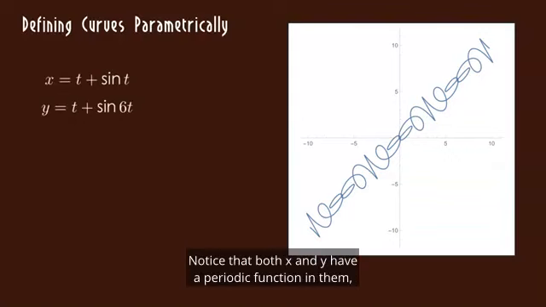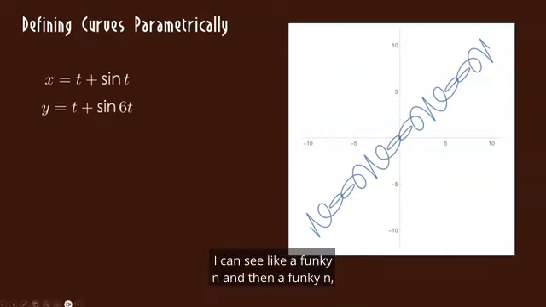Notice that both x and y have a periodic function in them, and if you look closely at this scribbly diagonal, you'll see that it repeats. I can see like a funky n and then a funky n. So we see that the scribbling is also periodic. Let's look at an example.